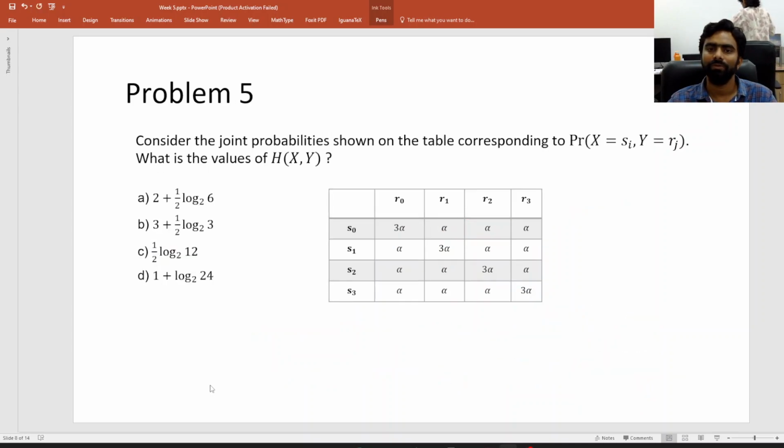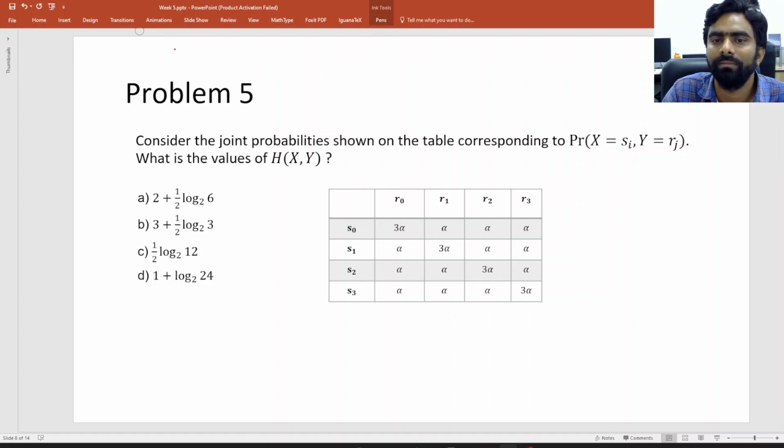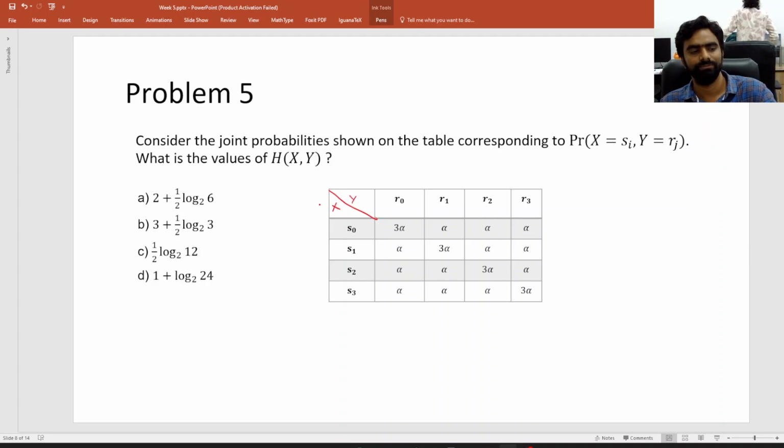Okay. So now we'll move to problem number 5. I hope problem number 4 is clear, or no doubt in that one. In problem number 5, we have the same table, but now we have to find the value of the joint entropy H(X,Y). So four options are there. I will wait for 2 minutes for this problem, then we will proceed with the solution.